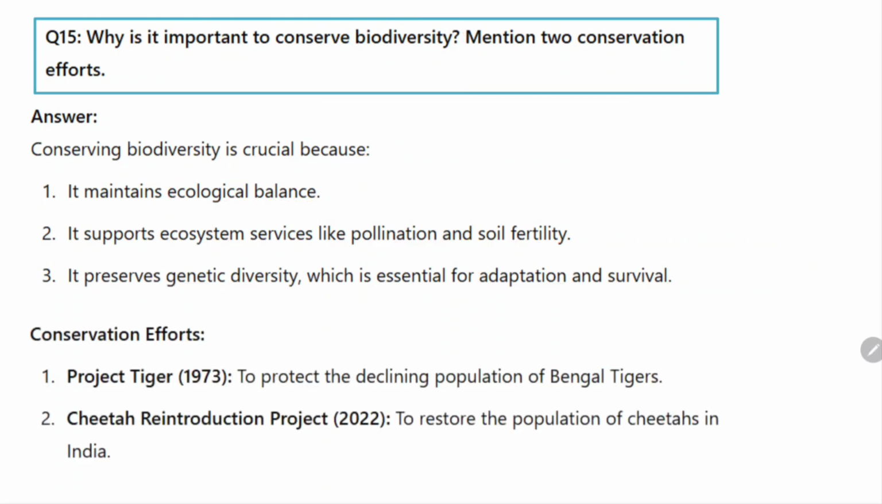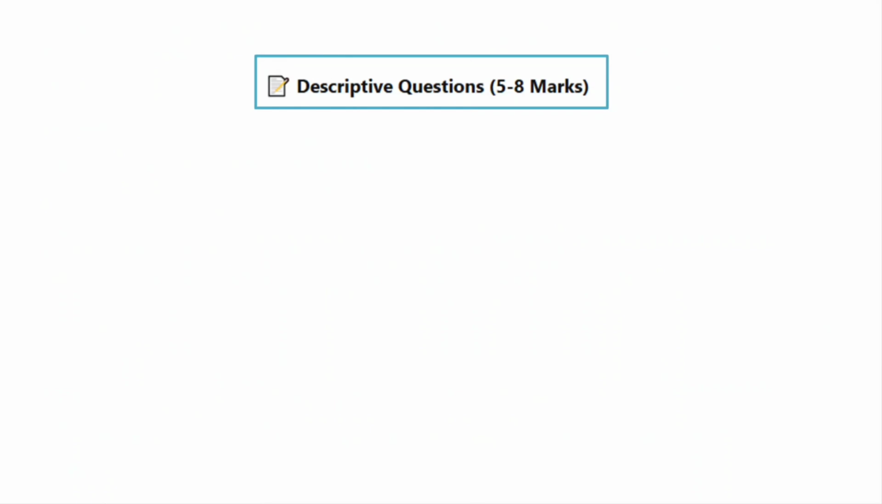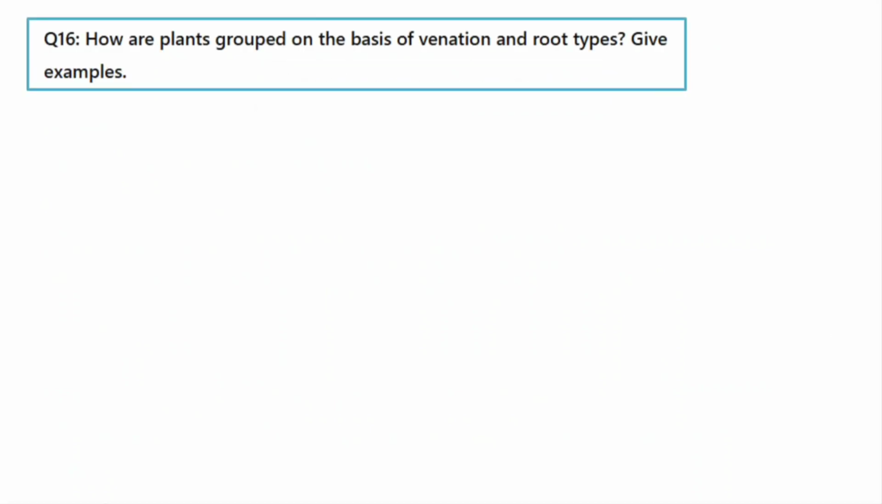So let us see the two conservation efforts which have been made by the government. First is Project Tiger, which started in the year 1973 to protect the declining population of Bengal tigers, and second we have the cheetah reintroduction project in the year 2022 to restore the population of cheetahs in India. So in this way you can write the answer. I hope you have understood. So next let us see some descriptive questions, okay, some longer questions.